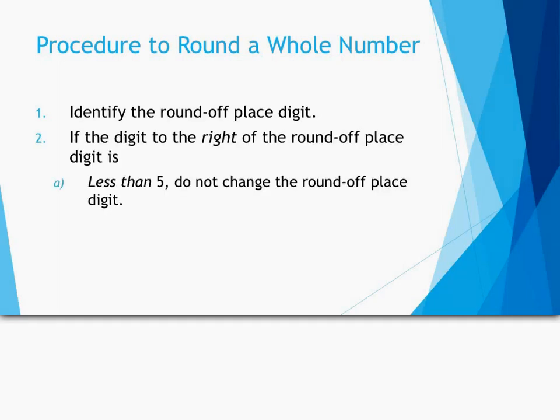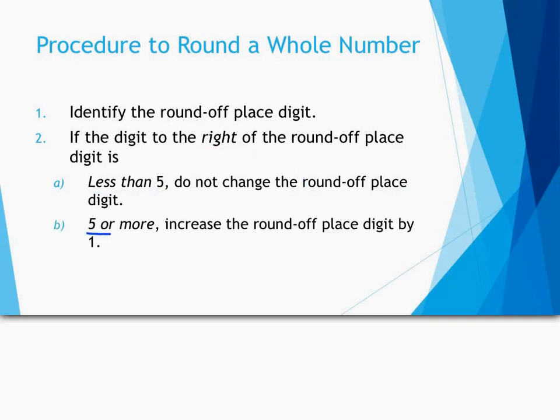After we identify the round-off place digit, we need to look at the digit to the right of the round-off place digit. So we need to look at the one to the right. And then we have two things that we want to identify. The first thing is, is it less than 5? If it is less than 5, we do not change the round-off place digit. Notice that I'm looking at the round-off place digit.